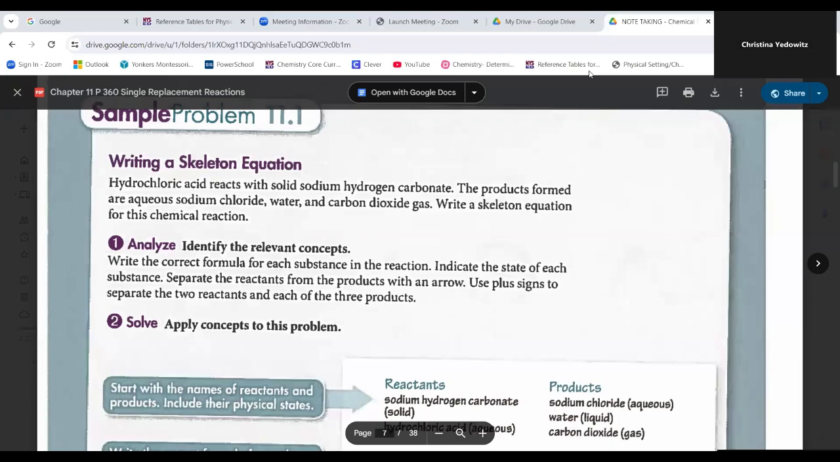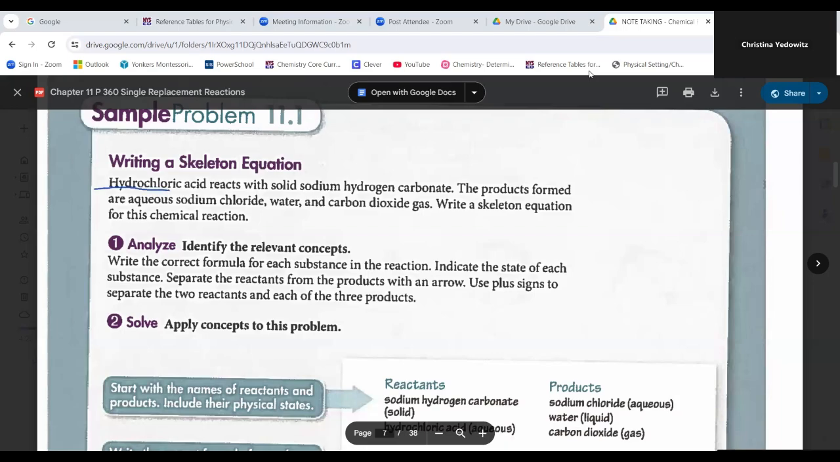So, starting with this sample problem that was in the chapter, it goes over how to write a skeleton equation, and they give you a pretty good reaction to start with. The only thing that you guys don't know yet is what hydrochloric acid is. Hydrochloric acid would be the molecular compound hydrogen chloride mixed with water. So that's how acids work. A lot of them are actually molecular, but then you mix them with water and they become acid. So they're not really that much fun in their original form either, which is as a gas. I wouldn't breathe that in, in other words.